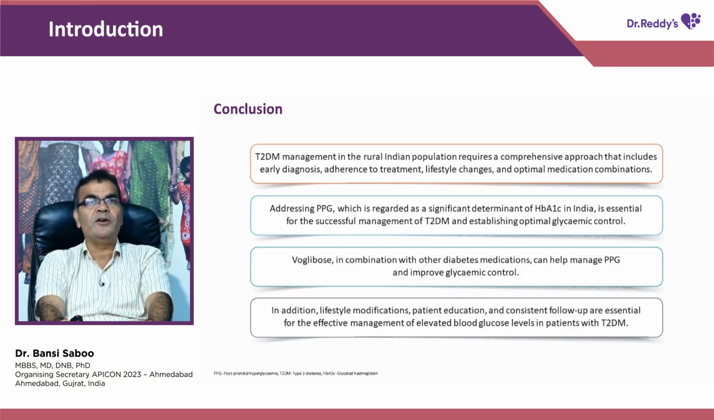So, to conclude my talk, type 2 diabetes management in a rural Indian population requires a comprehensive approach that includes early diagnosis, adherence to treatment, lifestyle changes and optimal medication combination. Addressing PPG, which is regarded as a significant determinant of HbA1c in India, is essential for successful management of type 2 diabetes and establishing optimal glycemic control.